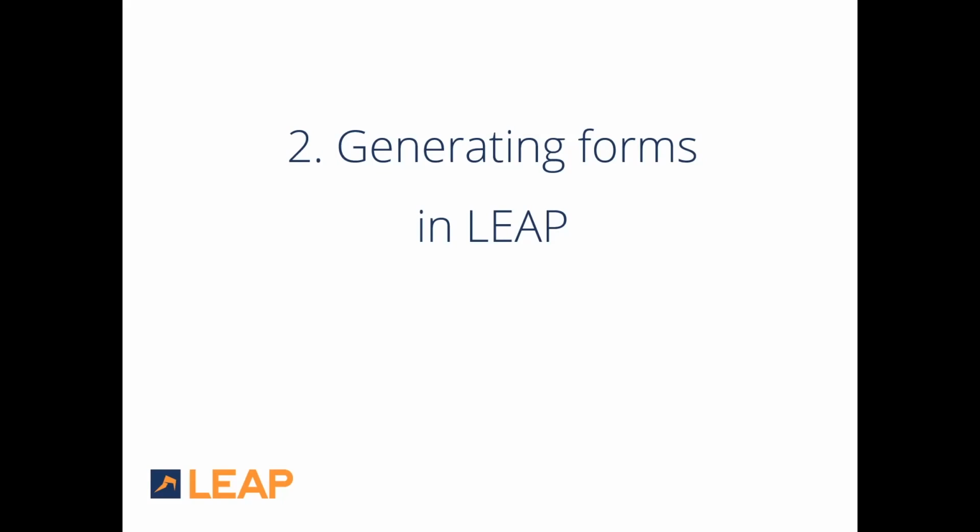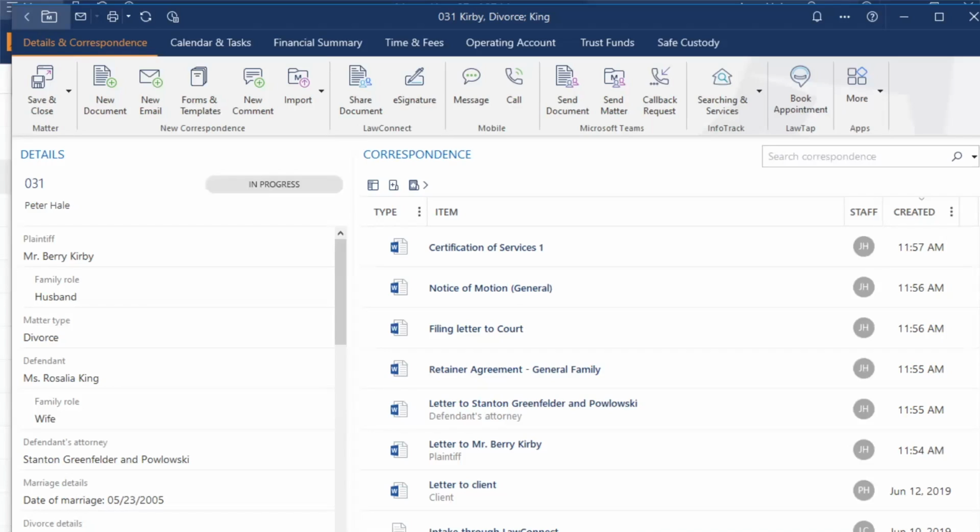Next, we are going to look at generating forms in LEAP. The key for generating forms in LEAP is to ensure as much information as possible has been entered into the various table types in the matter. As you can see on this divorce matter type, we have entered in the plaintiff's details, the defendant's details, the defendant's attorney's details, as well as any other information we have relating to the marriage, divorce, and the matter generally. The more information you can enter in these tables, the more automated the forms will be when generated from the library of forms accessible through the Forms and Templates button in the top ribbon.